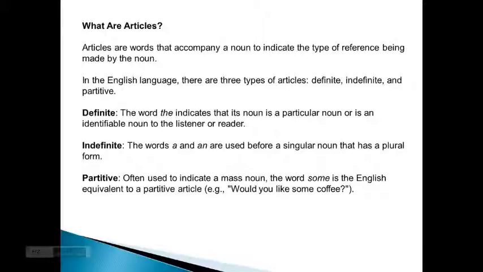Article words that accompany a noun indicate the type of reference being made by the noun. In the English language, there are three types of articles: definite, indefinite, and partitive. Definite, the word the indicates that its noun is a particular noun or is an identifiable noun to the listener or reader. Indefinite, the words a and an are used before a singular noun that has a plural form. Partitive, often used to indicate a mass noun. The word some is the English equivalent to a partitive article. So would you like some coffee?